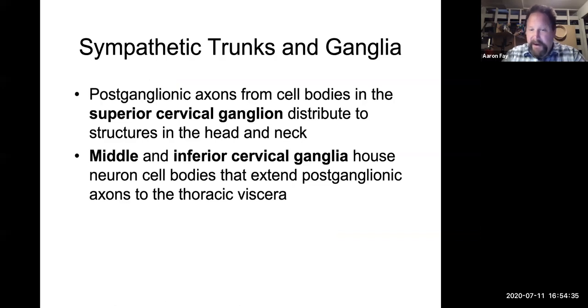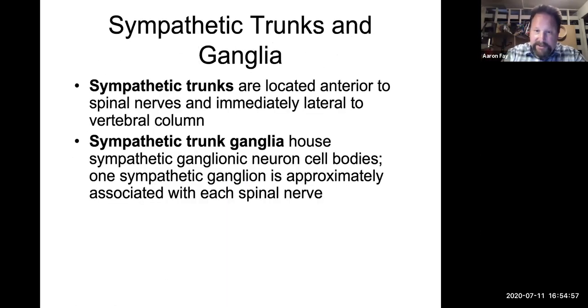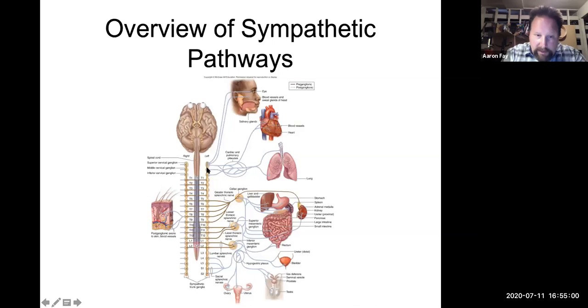Middle and inferior cervical ganglia house neuronal cell bodies that extend postganglionic axons to the thoracic viscera. Let's break this down. Middle and inferior cervical ganglia, so ganglia found in the area of the neck, house neuronal cell bodies that extend postganglionic axons to the thoracic viscera. Go back to this picture. Middle, inferior cervical, extend to the thoracic region, right? Controlling heart and controlling lungs.